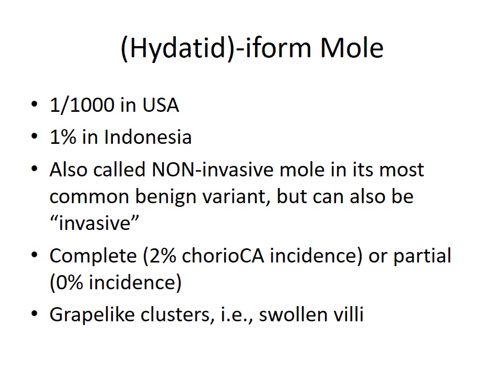Hydatidiform mole. Basically, hydatidiform moles are characterized by cystic swelling of chorionic villi, as we had seen before, accompanied by trophoblastic proliferation. It can be a precursor of a choriocarcinoma, which is a malignant condition. The incidence of hydatidiform mole in USA is 1 per 1,000 and 1% in Indonesia.